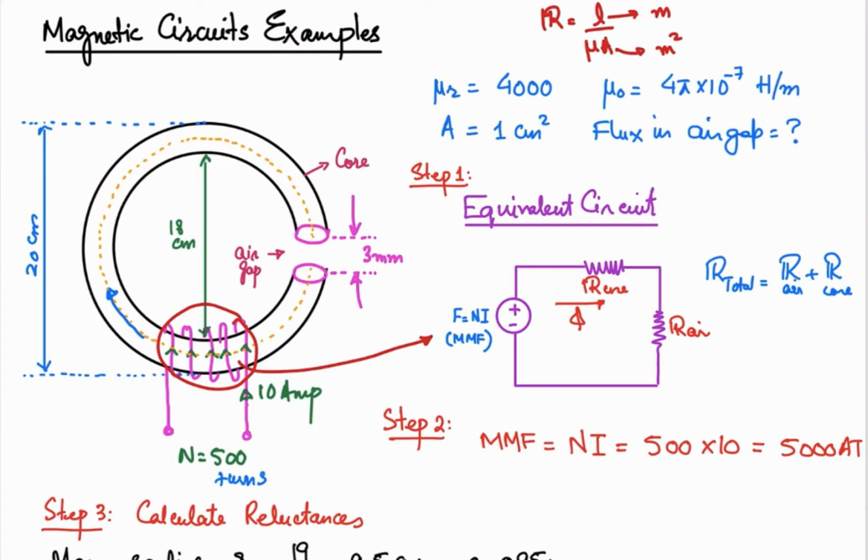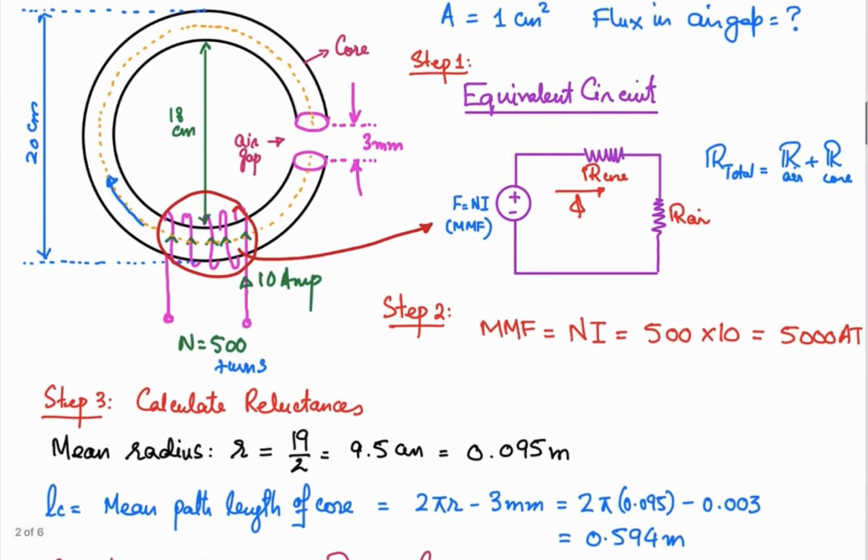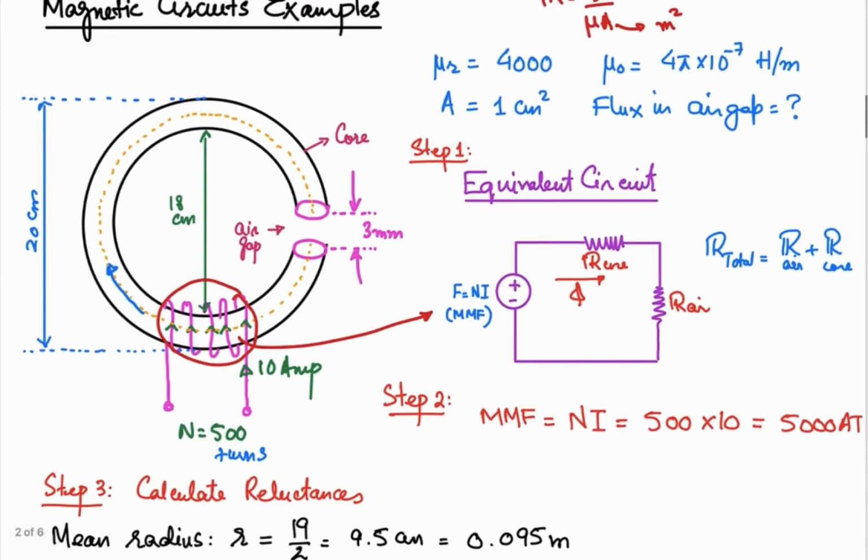Okay, so now after representing this in the equivalent circuit form, we are going to calculate the reluctances, and for reluctances we need to know the length, the permeability and the area. We have two materials over here. The first is this core material, and it is highly permeable. Relative permeability is 4000.